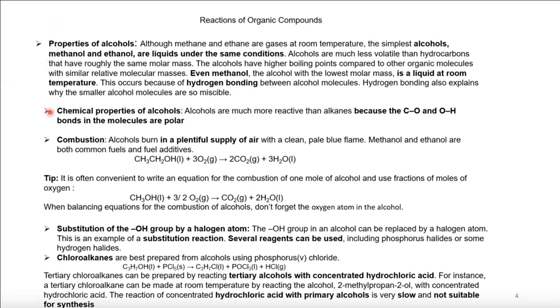Okay, properties of alcohol. We said methane, ethane, these are the alkanes, and their simplest alcohols are methanol, ethanol. We see this methanol and ethanol are liquid under the same condition as methane and ethane are gas at room temperature. So there is a subtle difference between methane, ethane and methanol and ethanol.